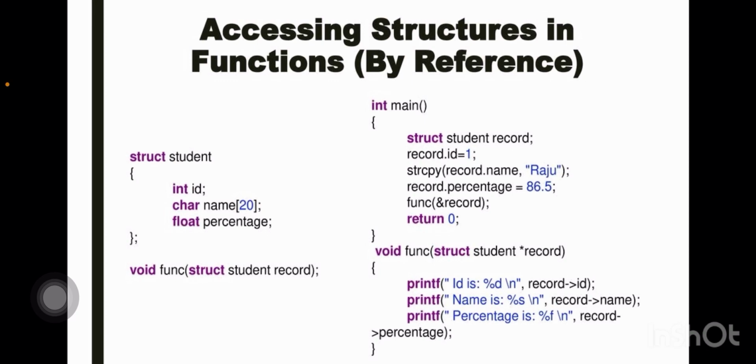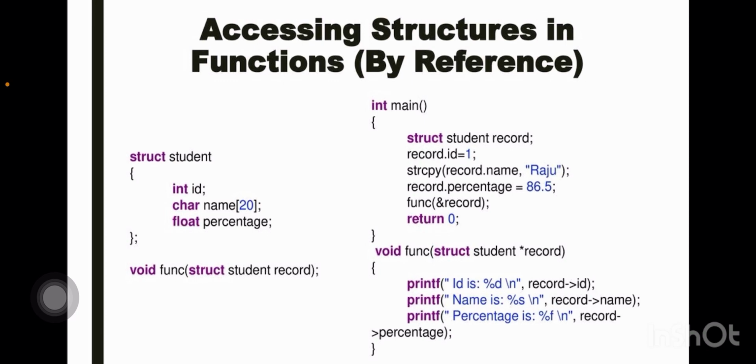And for character type data, here we are using the strcpy, string copy, method to copy the value of the string, that is Raju, into name. We are accessing it by writing record.name, comma, Raju. So this is a string manipulation function to copy the value of one string into another. And to pass a value to percentage, we are using record.percentage, and using an assignment statement we are assigning it a value.